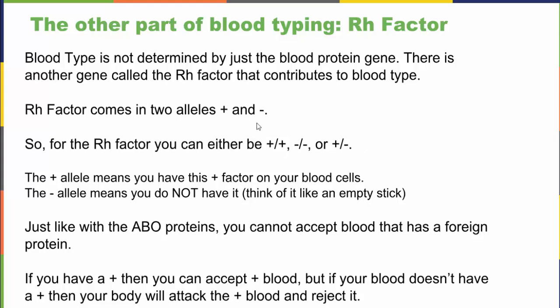When we describe these, we describe them as either positive if you have the positive factor, so that would be either this one plus plus, or this one plus minus. Even though they're the heterozygote, we still just call them positive. That just means that they have the positive factor on their cells, they're familiar with it, they can accept positive factor. So keep that in mind. It's sort of the secondary part of blood typing.